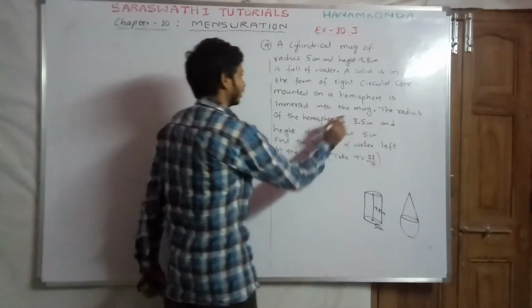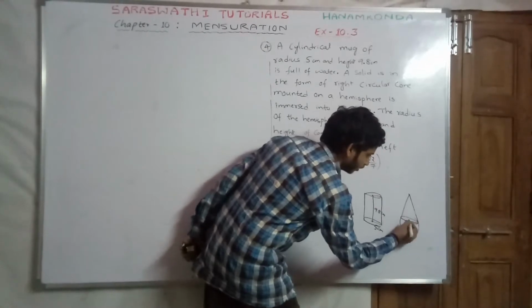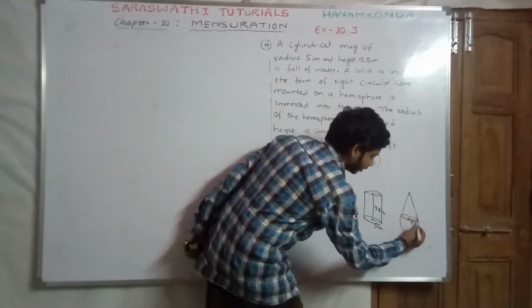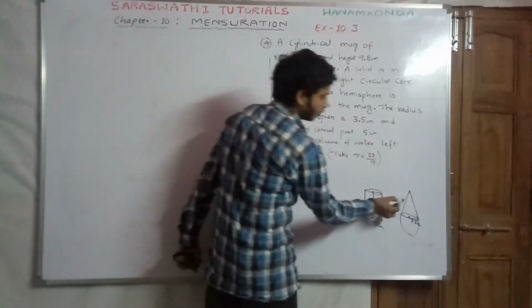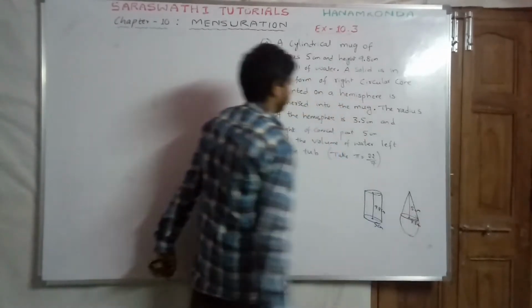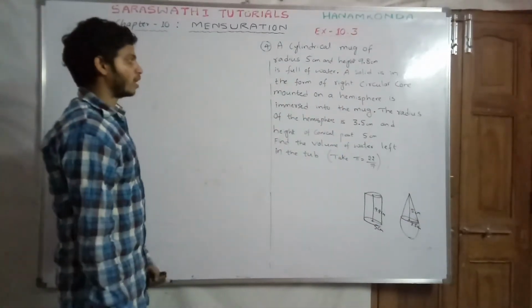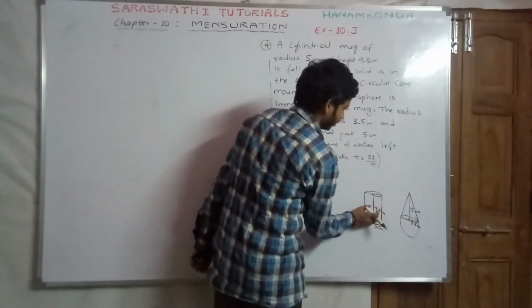The radius of the hemisphere is 3.5 centimeters. That means the radius of the cone is also 3.5. And the height of the conical part is 5 centimeters. So find the volume of water left in the tub; we have to find the volume of the water which is left.